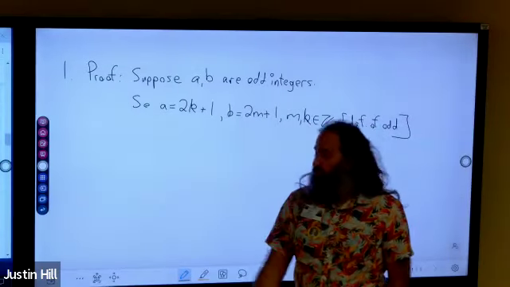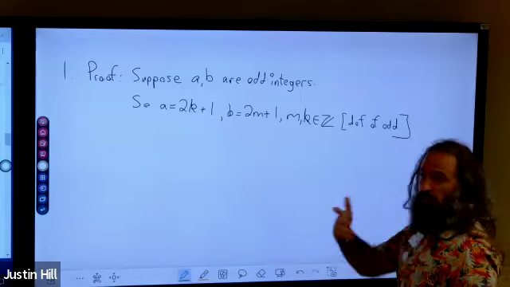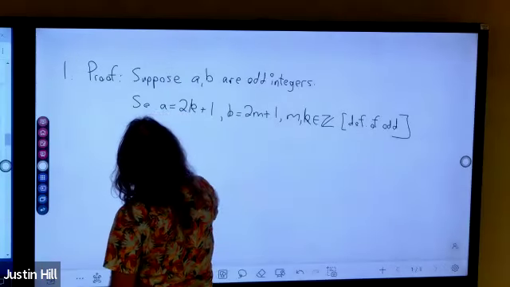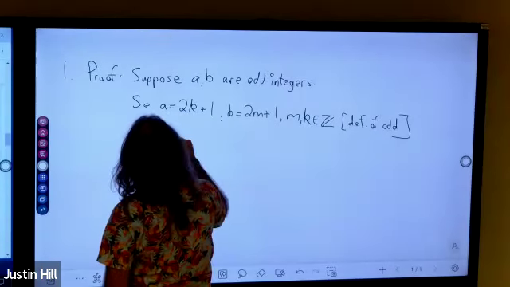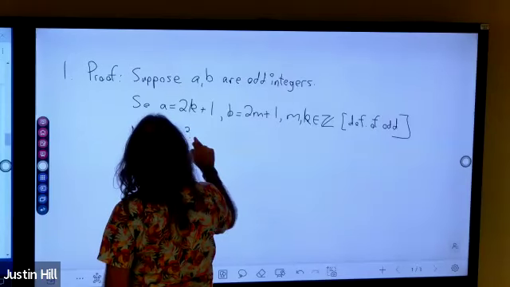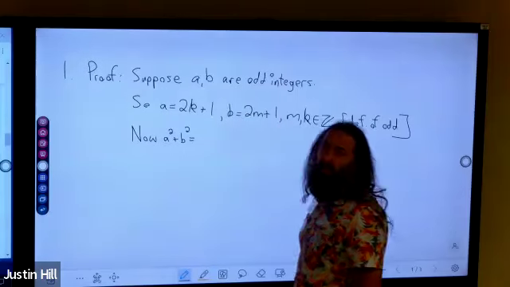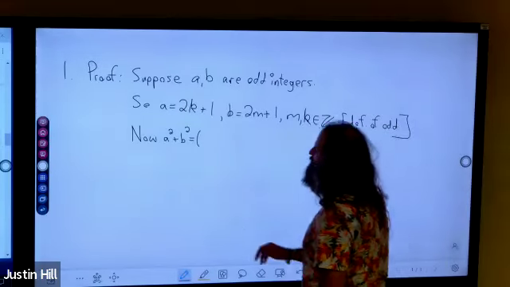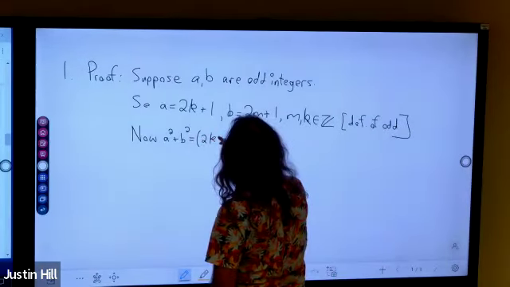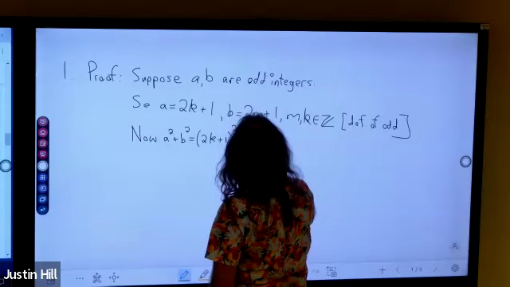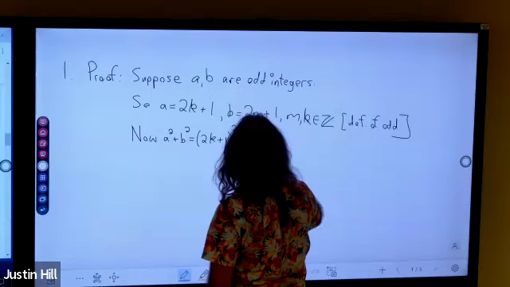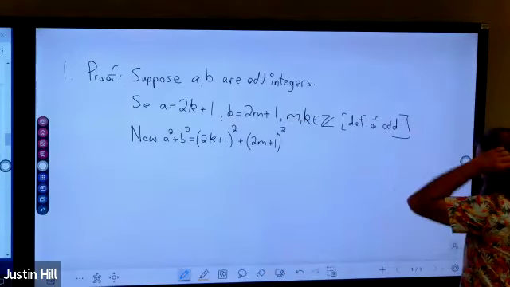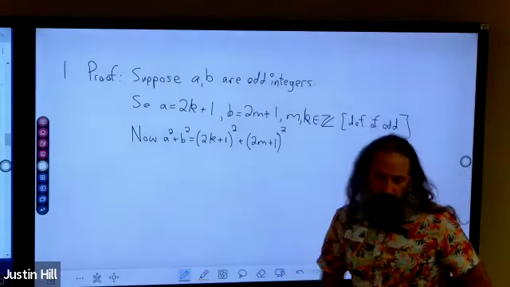And then, like we said, since we're trying to prove a squared plus b squared is even, let's introduce a squared plus b squared, especially since we have a and b already. So that's now a squared plus b squared equals, and then we can start to make some substitutions there. So that's going to be (2k plus 1) squared plus (2m plus 1) squared. Good. And then we've got to start working from here.